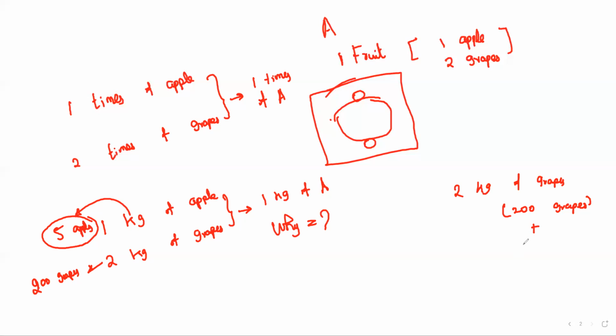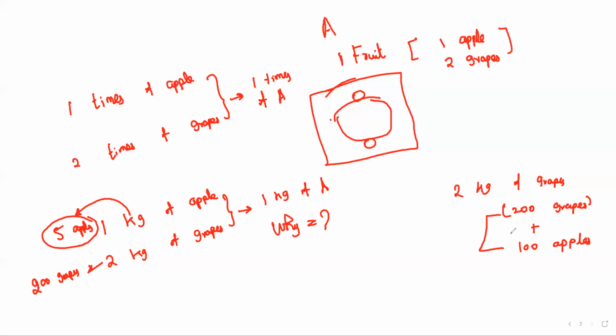More than 5 apples. That's what I'm asking, how many. 100 apples we need. Why? For 2 times of grapes, we need 1 times of apple. So 200 grapes need 100 apples. So this is the exact requirement, this is the exact number. In this manner only we have to combine together.